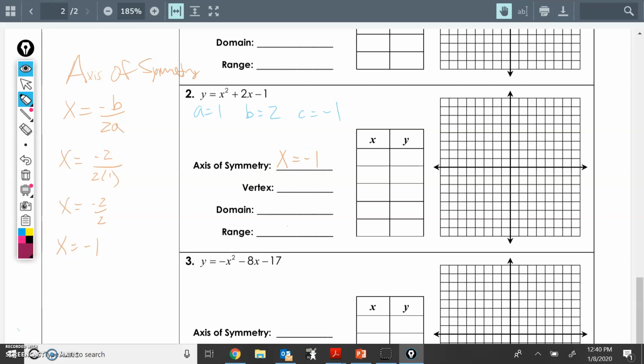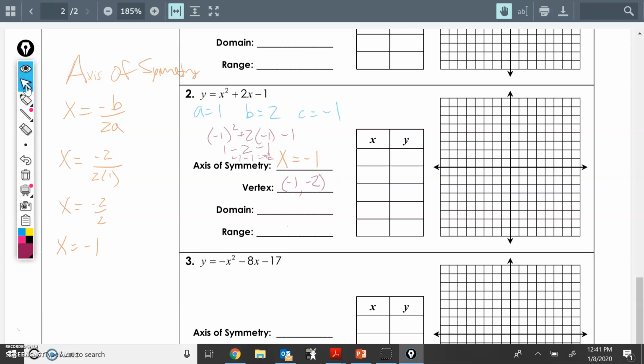Recall from the previous problem, our vertex is an ordered pair, where the axis of symmetry is the first coordinate. To get the second coordinate, you plug in -1 for x, and for the other x. So we end up with (-1) squared, which is 1. 2 times -1 is -2, minus 1. That simplifies to -1 minus 1, which equals -2. So we get -2 as our second coordinate of the vertex.